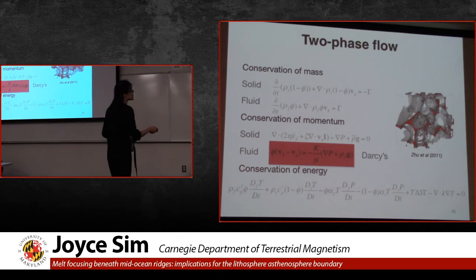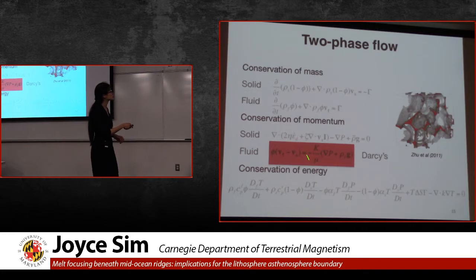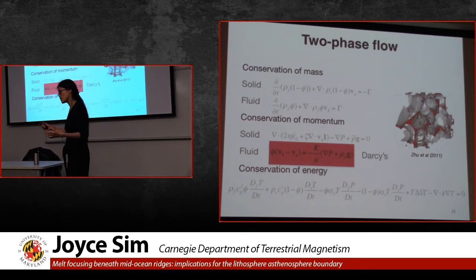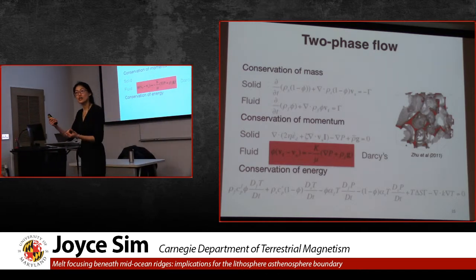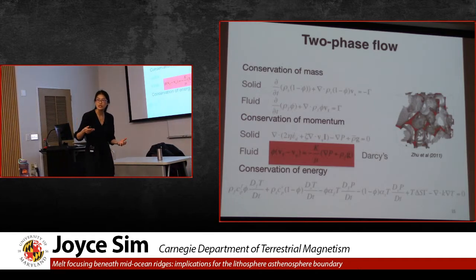You have Vf, which is the fluid velocity. Vs is the solid velocity. So this is just a melt separation, segregation kind of flux. And on the right here, you have K, which is permeability, and then mu, which is fluid viscosity. And then you have a pressure gradient on the right there. So this just tells you that melt tends to segregate from the solid because of a pressure gradient that's modulated by the permeability and the fluid viscosity.